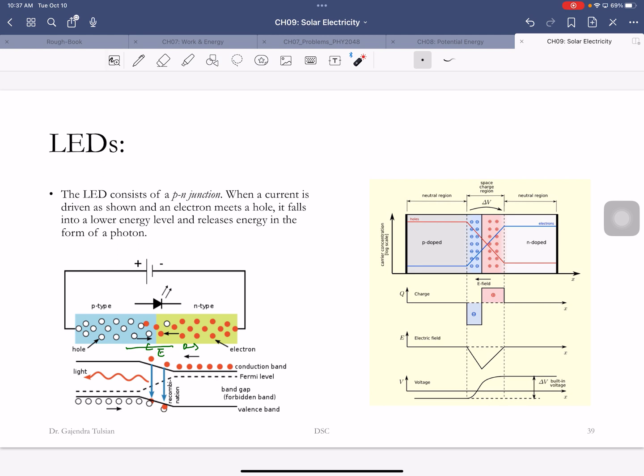And LEDs are 90% efficient. You guys remember the old bulbs? Those were about 5% efficient. What does that mean, 5% efficient? 95% of the electricity is converted to heat, not to light. That's the job of the bulb. Only 5% of the electricity is converted to light. In an LED bulb, 90% of the electricity is converted to light.